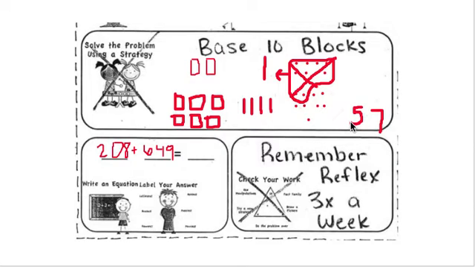My last step is to count how many hundreds I have. 1, 2, 3, 4, 5, 6, 7, 8. So I'm going to put an 8 in the hundreds. And I'm going to write 857. And our word, because it's a word problem, is crowns. So underneath 857, I'm going to write crowns.